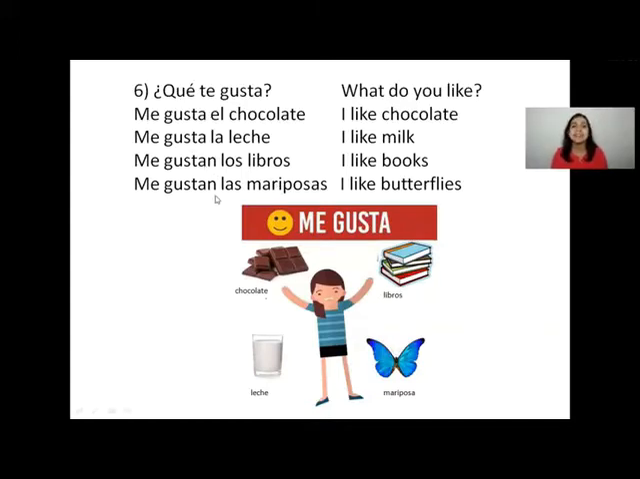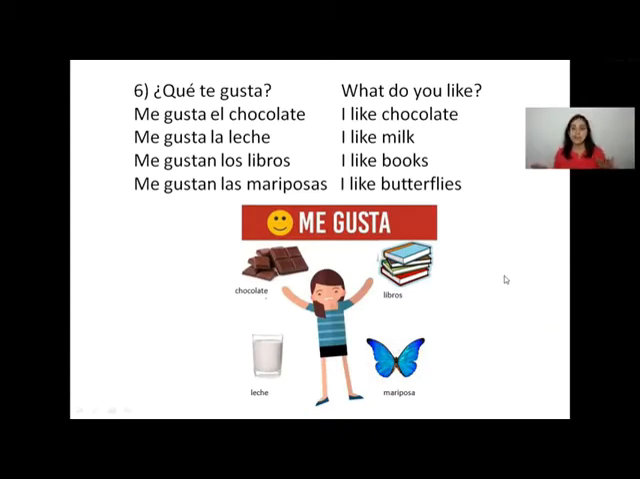Es importante saberlo. So the question, la pregunta, ¿qué te gusta? Can you give me an answer? ¿Puedes darme una respuesta? ¿Qué te gusta? For the picture, para la imagen, me gusta el chocolate. Me gusta la leche. Me gustan los libros, because it's plural. Me gustan las mariposas.